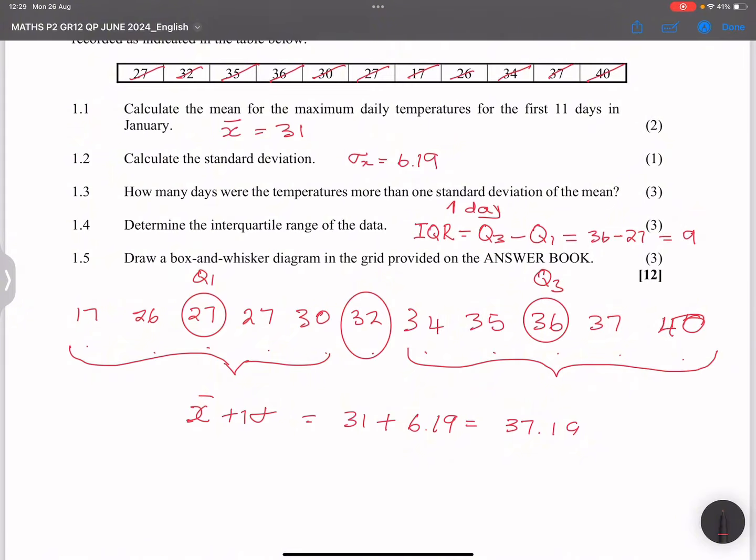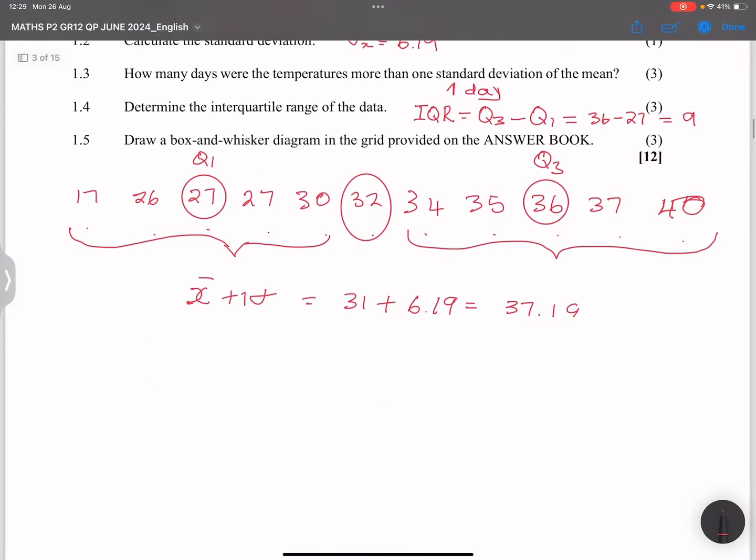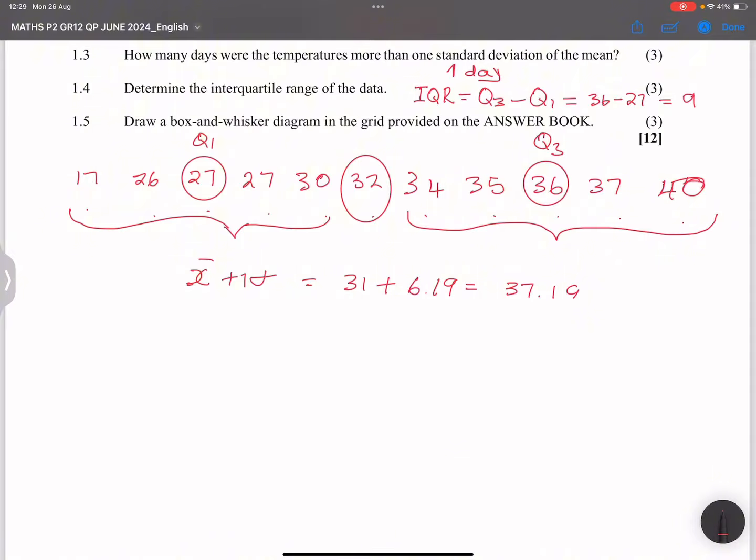All right, so now let's go to the next question. They say draw a box and whisker plot diagram in the grid provided. I don't have that grid, but I can do so. In this case, let's draw a number line. Please, I'm not going to try and draw it to scale. My minimum value is 17. So that's going to be 17, 18, 19, 20, 21, 22, 23, 24, 25, 26, 27, 28, 29, 30, 31.